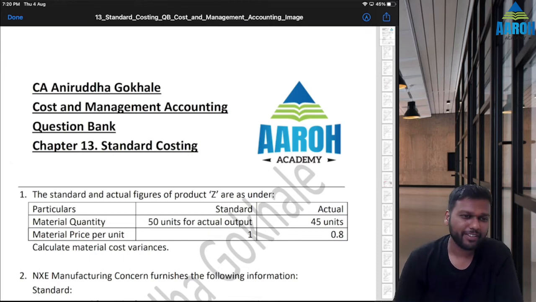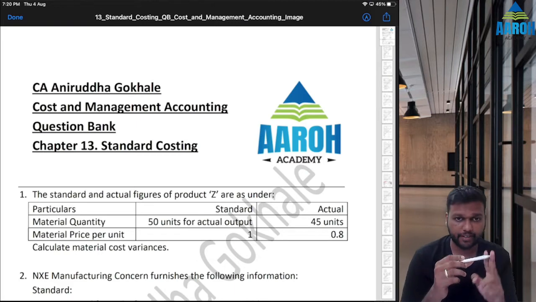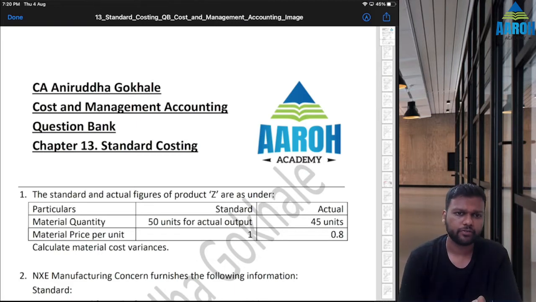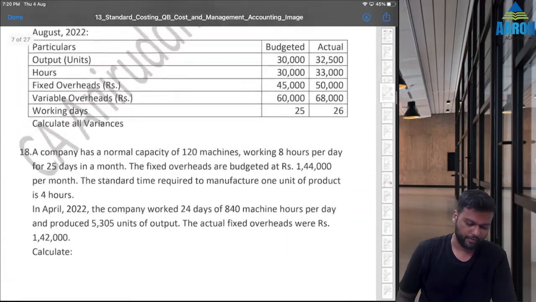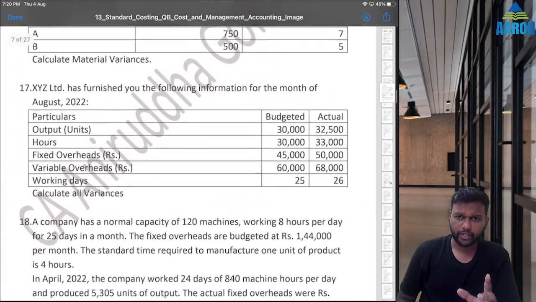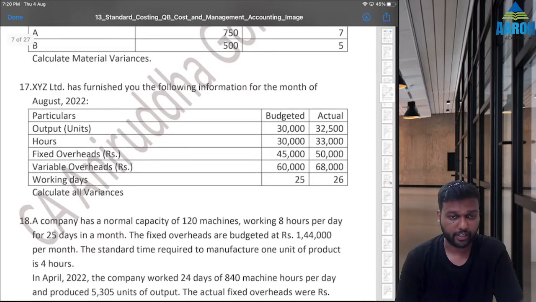Okay, hello everyone. So today we are going to cover complete revision of all fixed and variable overhead cost variances. Again, I had given one question, question number 17 from the question bank. Those who are not on the Telegram channel, you can pause the video right now, take a screenshot, try to solve it, and then come to the video. First we'll revise all the formulas and then we will solve this question.